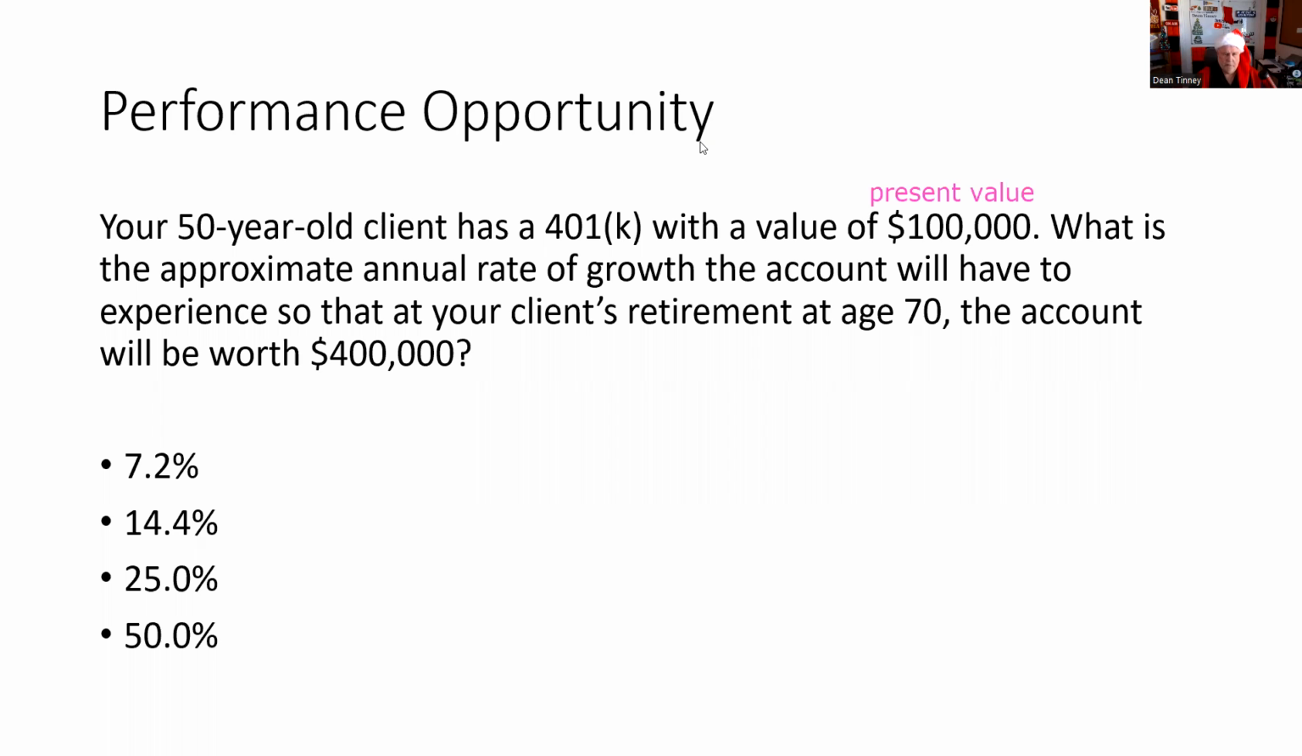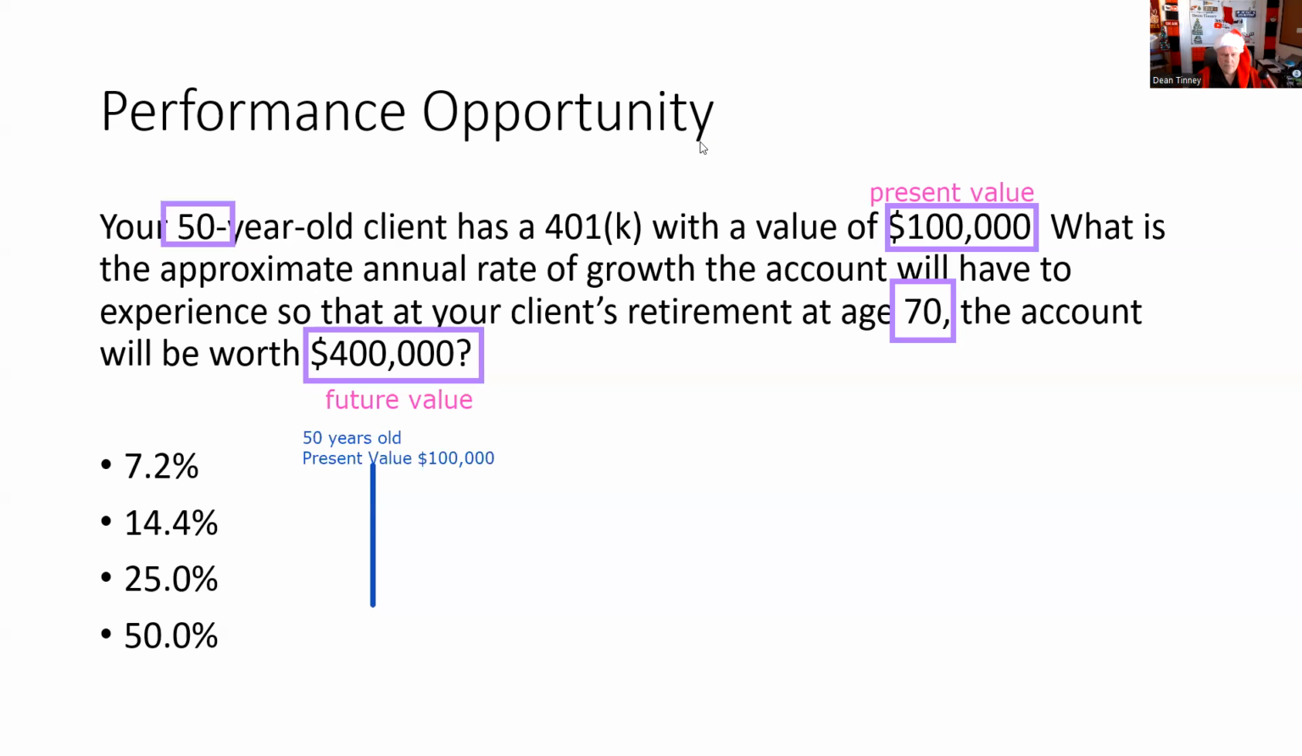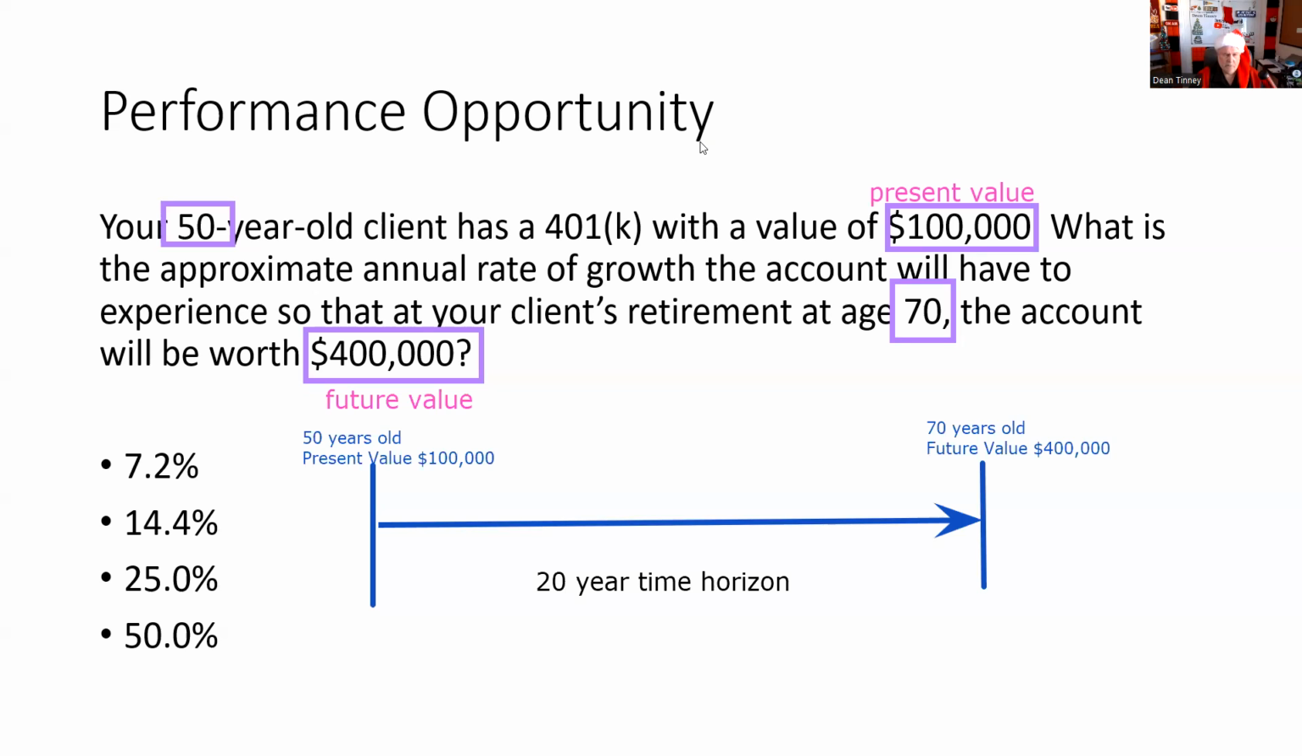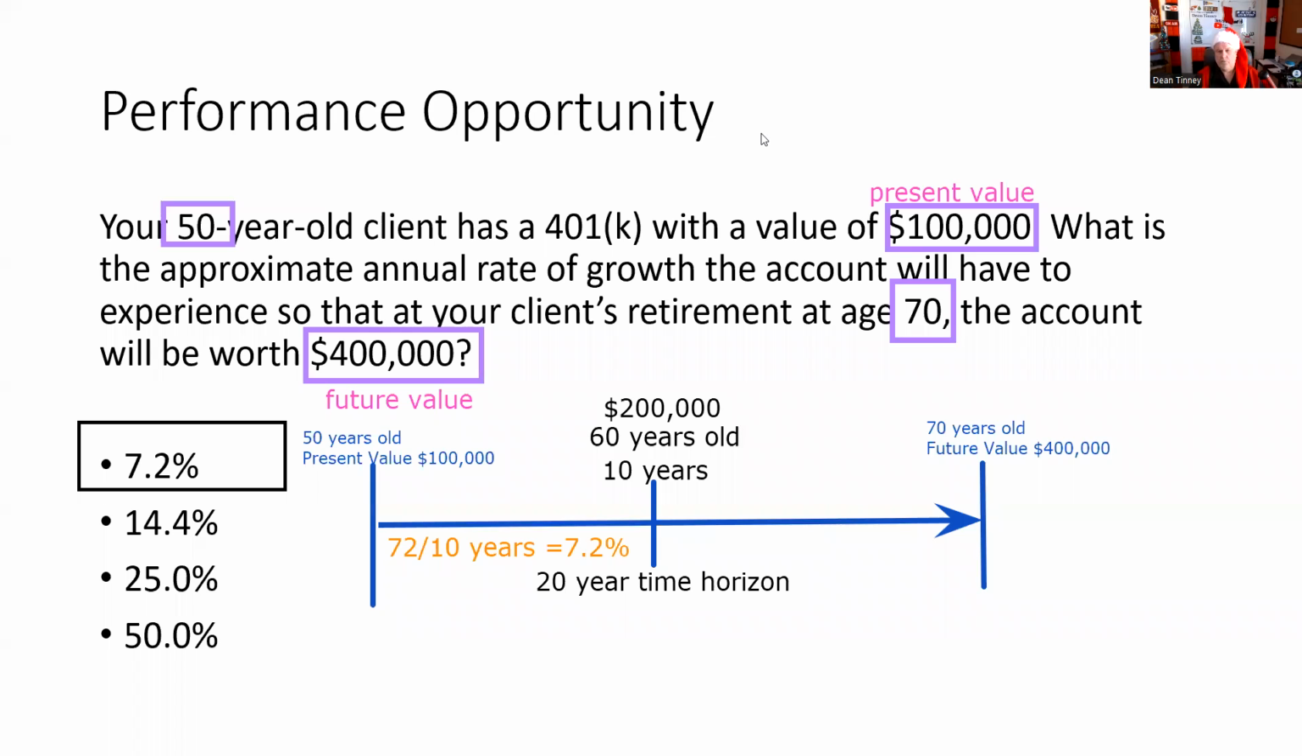We have a 50-year-old who has 100,000, present value is 100. They're 50 years old. There's a 20-year time horizon. The future value we're looking for is 400,000. We're being asked what rate of return do we need to accomplish that? We say, okay, well, this looks like it's a present value of 100, future value of 400 with a 20-year time horizon. If I can get to my halfway point, 60-year-old, 10 years from now, and I can have 200, I can double it once, double it again, and I'm at 400. So we take the rule of 72, we divide by the 10 years, we find out 7.2% is the correct answer.